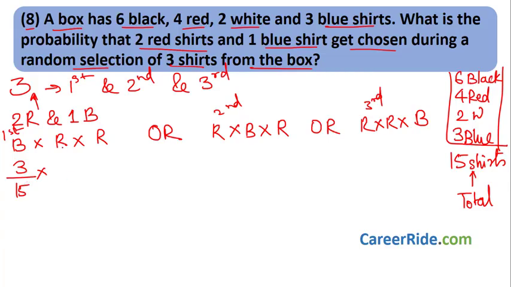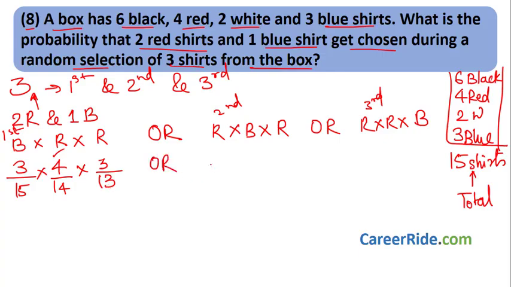Okay, now I choose a red shirt. How many red shirts are there? 4 divided by total number of shirts. I already have chosen one shirt and it is in my hand, so total number of shirts remaining are 14. 15 minus 1, 14, multiplied by, again I want to choose a red shirt. Now I have already chosen a red shirt earlier over here, so how many red shirts are remaining? 4 minus 1 is 3, divided by, now out of 15 I have chosen one shirt, second shirt, two shirts in my hand, so now 13 remain. Okay, in the box total 13 shirts remain.